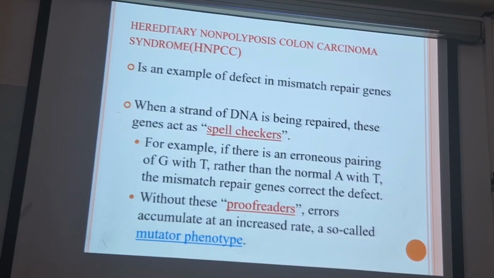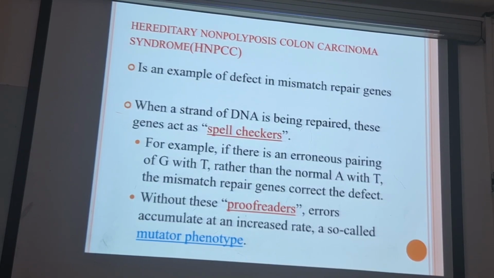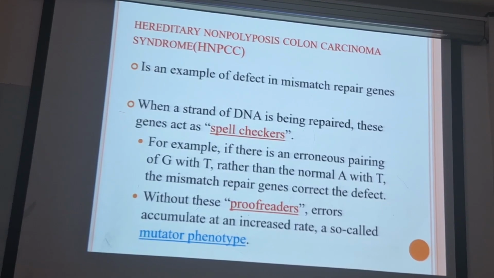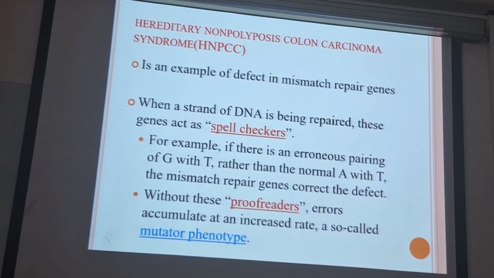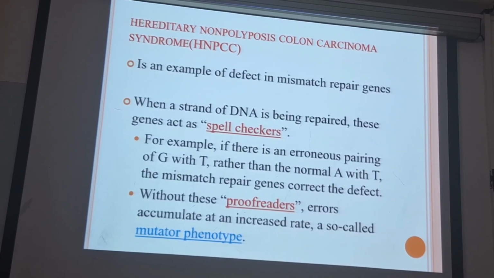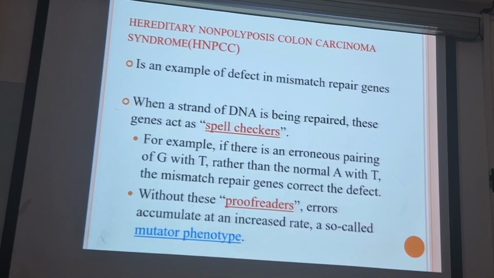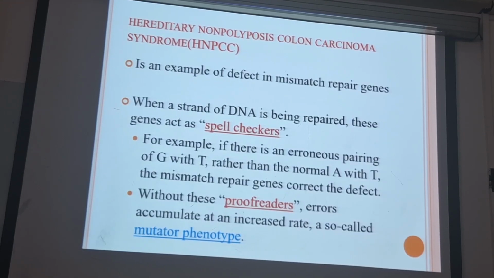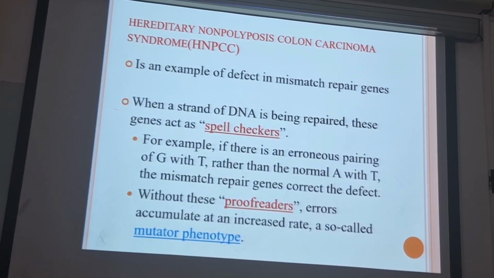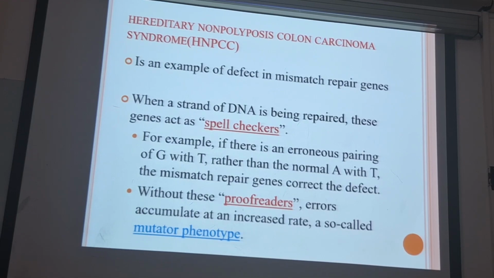When a strand of DNA is being repaired, the gene acts as a spell checker. We have some spell checkers. For example, if there is an erroneous pairing of G with T rather than the normal A with T, the mismatch repair genes correct this defect. So we have some genes that act as mismatch repair genes. Without these proofreaders, errors accumulate at an increased rate, and we finally have a mutator phenotype.